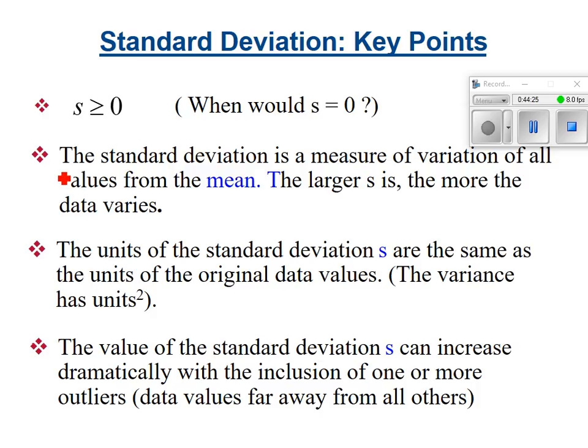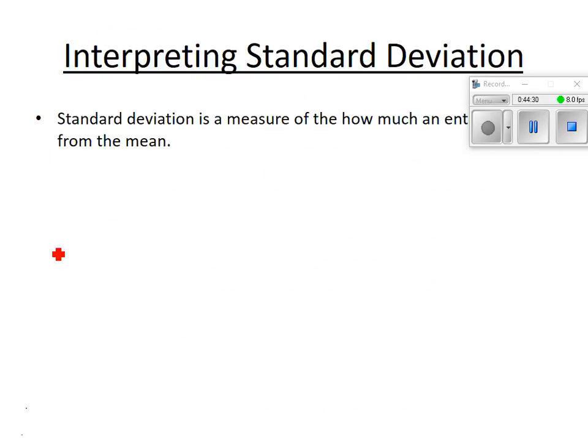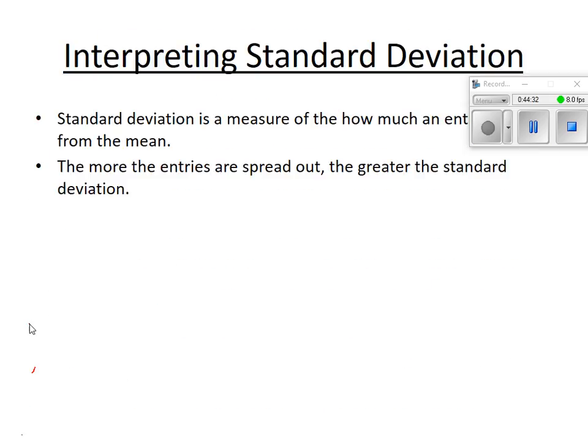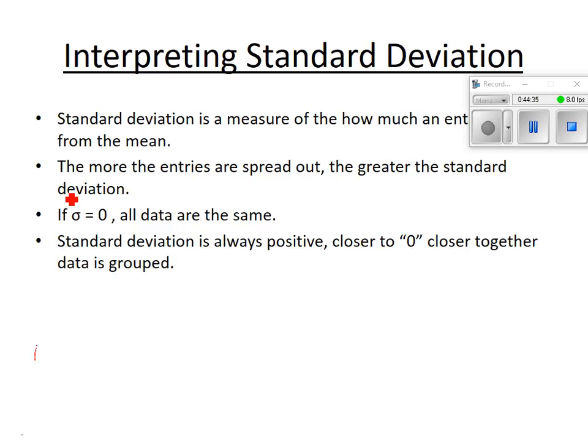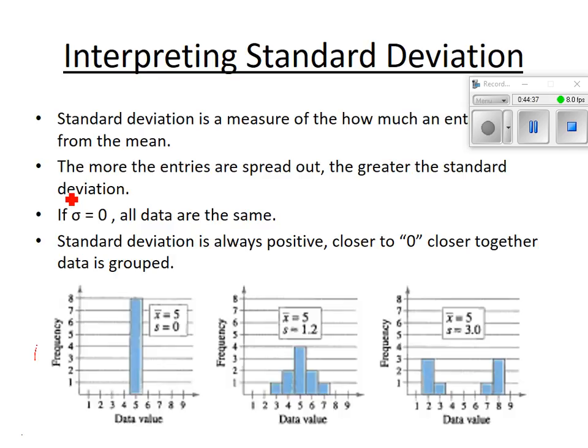We talked about this last time. Standard deviation's always got to be positive. It tells you how much it's being spread. Again, if it looks like this, what's the standard deviation? Zero. There is a standard deviation at zero, but none of them deviate from the mean. A little more spread out, standard deviation is sort of low. Wider spread out, standard deviation gets higher.